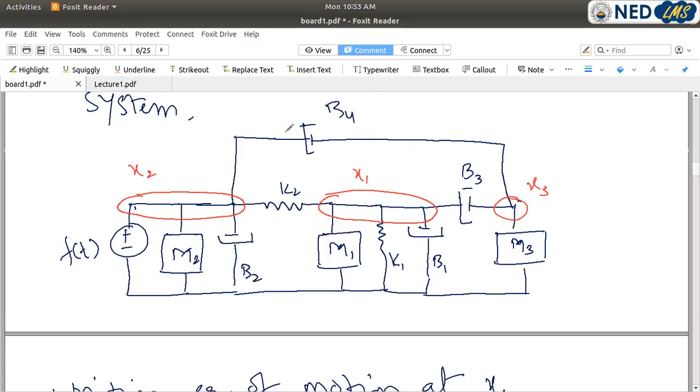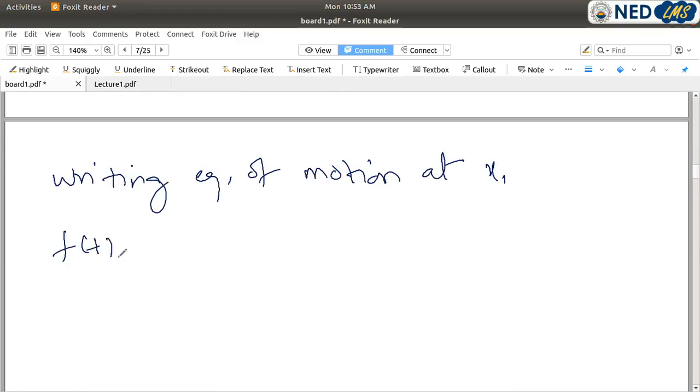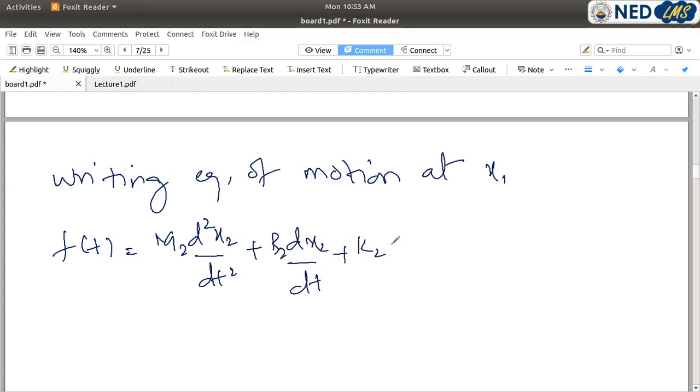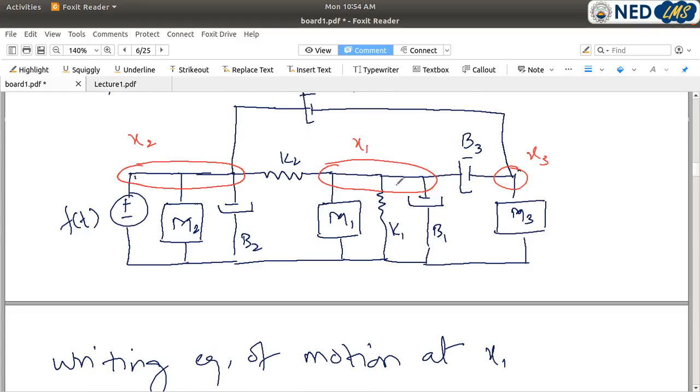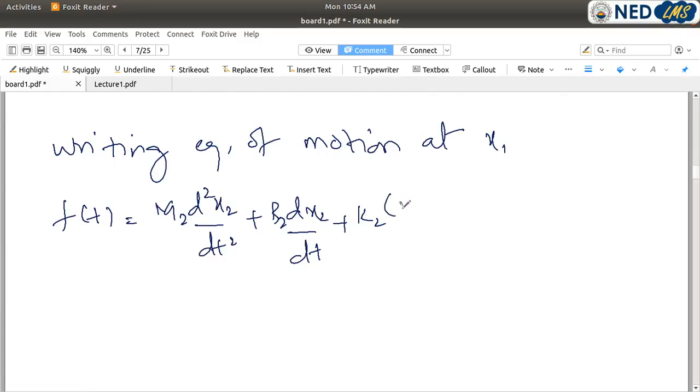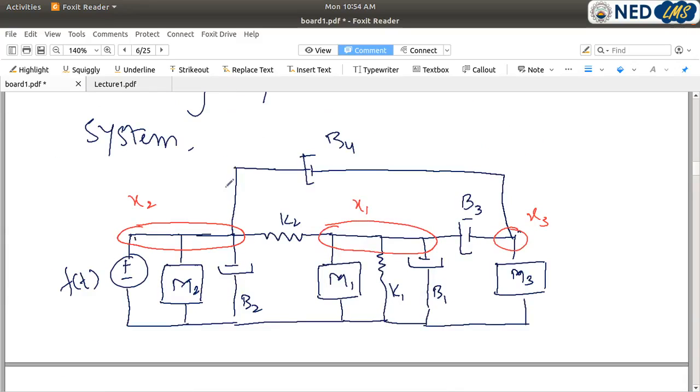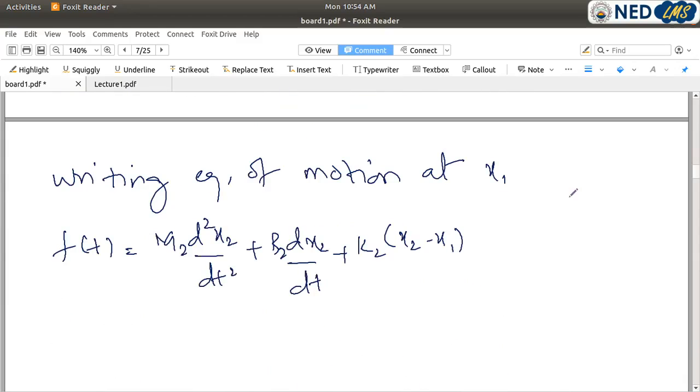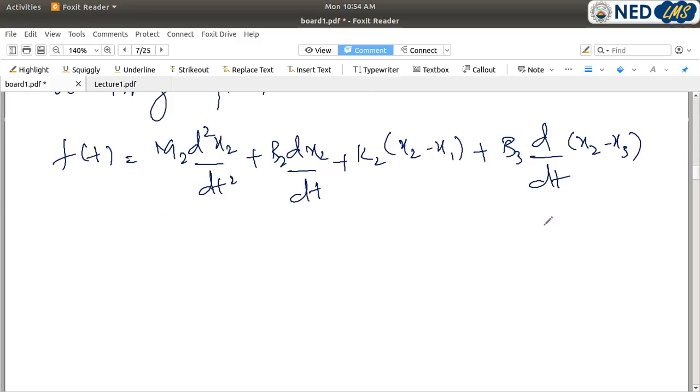Since one end of all these elements is connected to the node x2, f of t is equal to force due to mass m2. F of t is equal to m2 d square x2 over dt square plus b2 dx2 over dt plus k2. Now k2 is connected in between x2 and x1, so k2 (x2 minus x1), and similarly b4 is connected in between x2 and x3, so b4 d over dt (x2 minus x3). So this is our equation number 1.